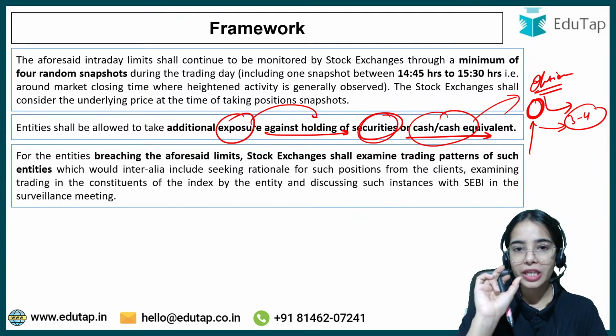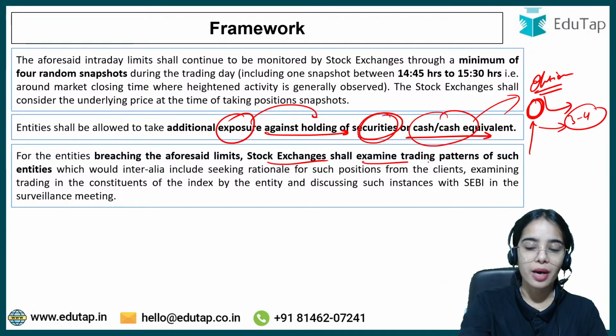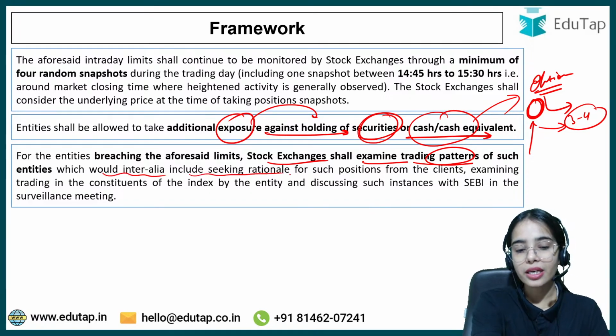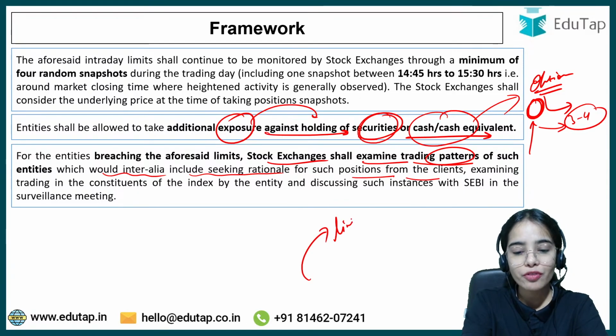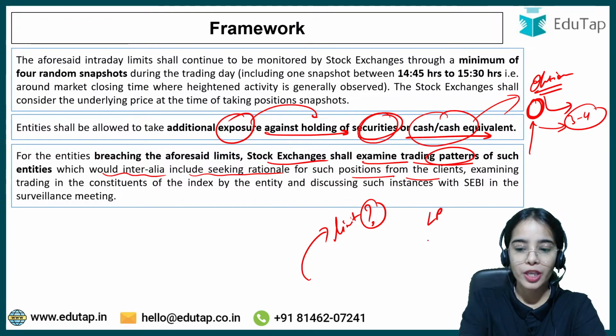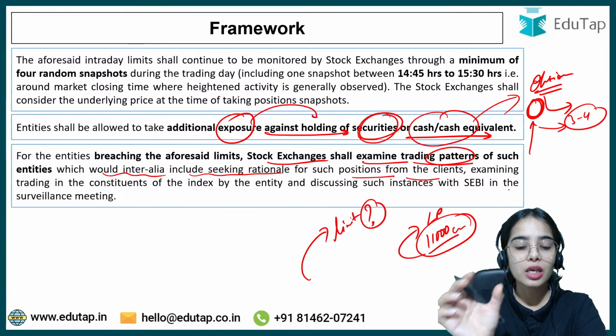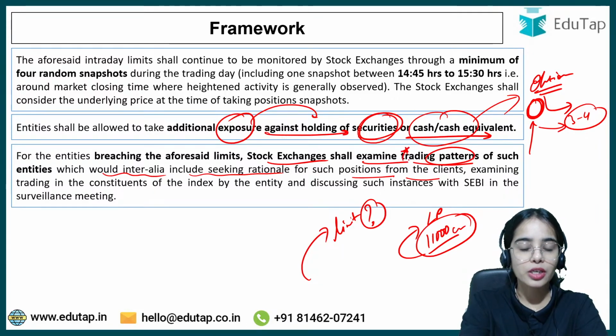Now, for entities breaching the aforesaid limits, stock exchanges shall examine the trading patterns of such entities, which would inter alia include seeking rationale for such positions from the clients. Basically, if you are breaching your limits, why have you breached the limit? What was the reason? What was the rationale for breaching the limit? Why have you breached the limit of the long position? You have 11,000 crores of long position contracts when only 10,000 crores is allowed. So why did you breach the limit? The rationale will be taken, and the trading pattern of the entity that has broken the limit will be seen.